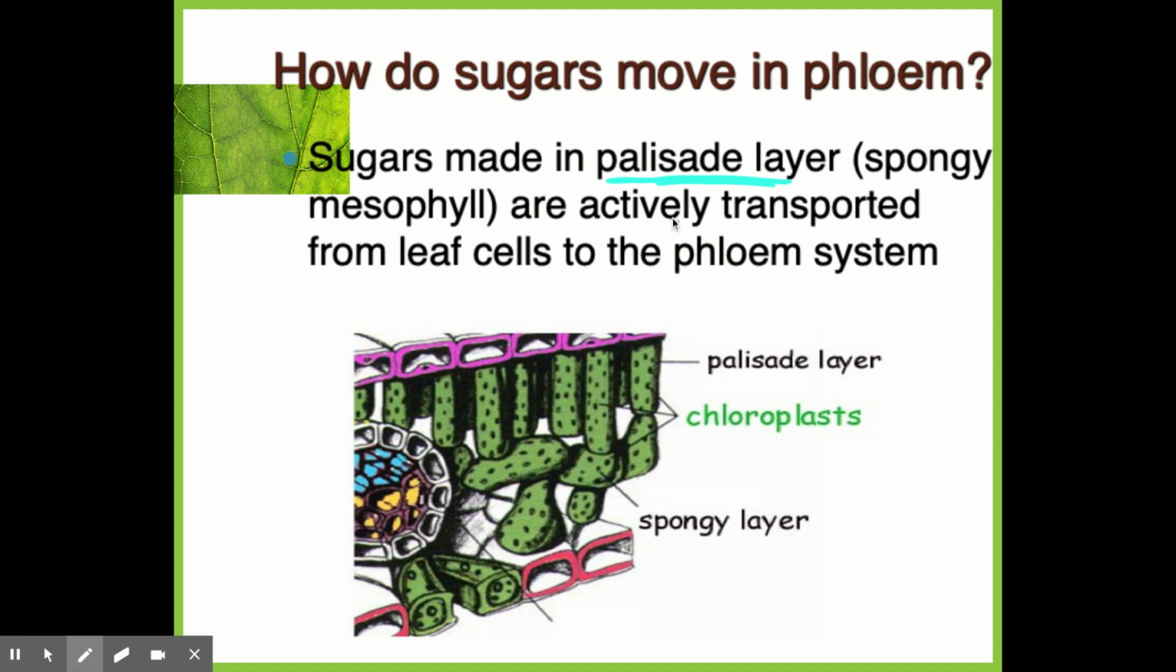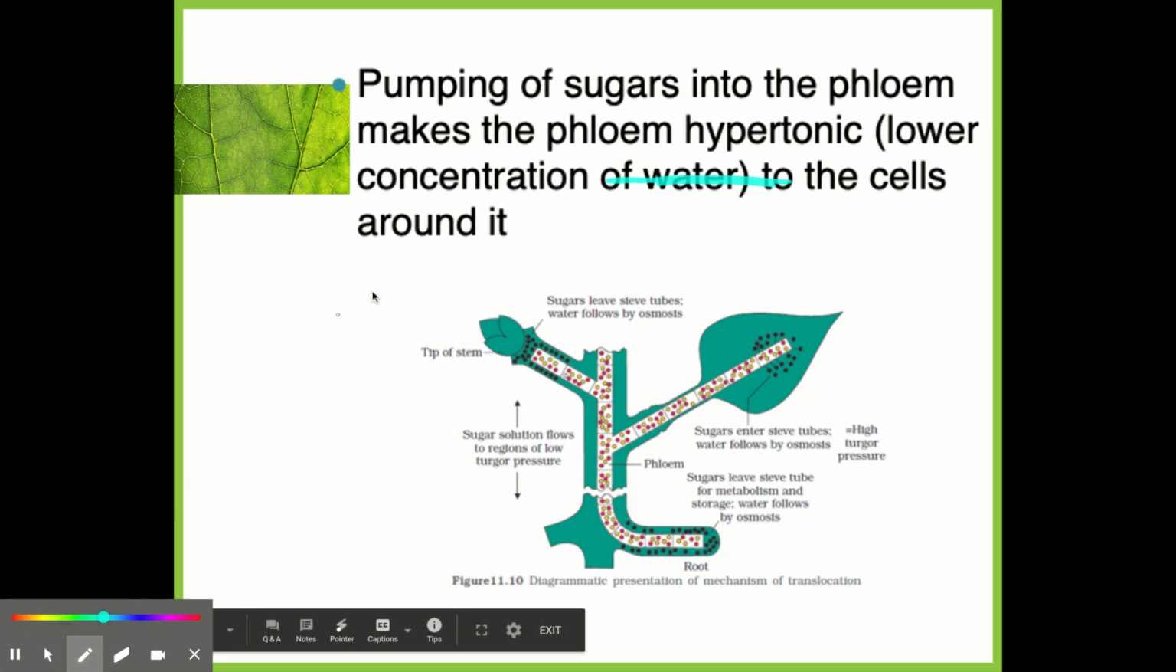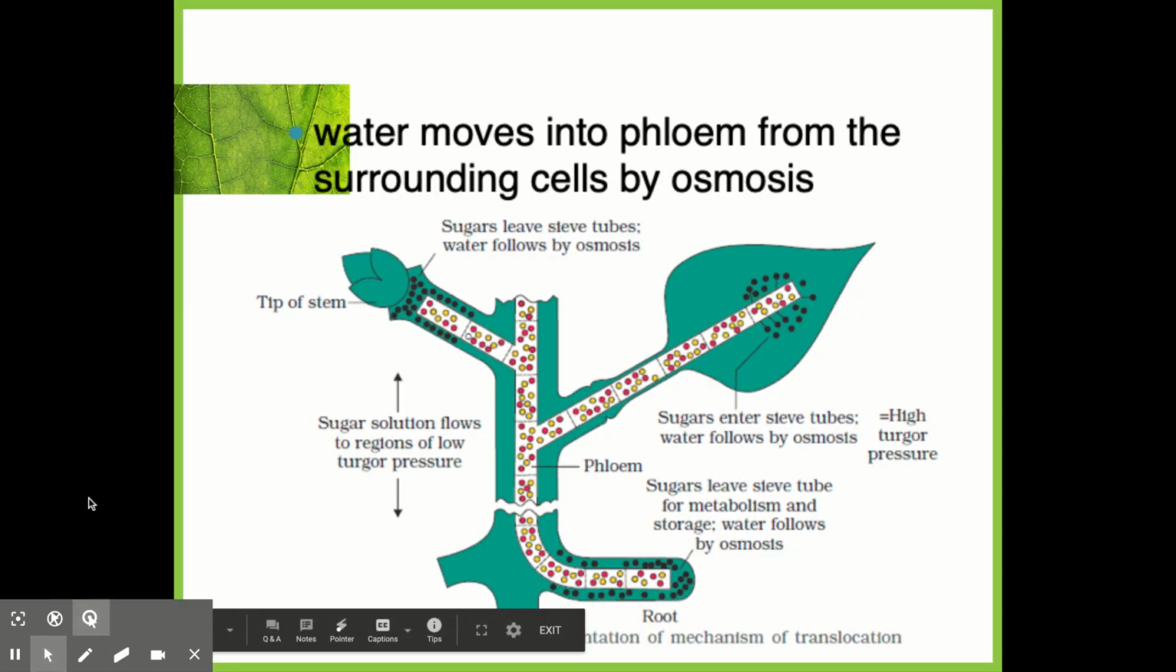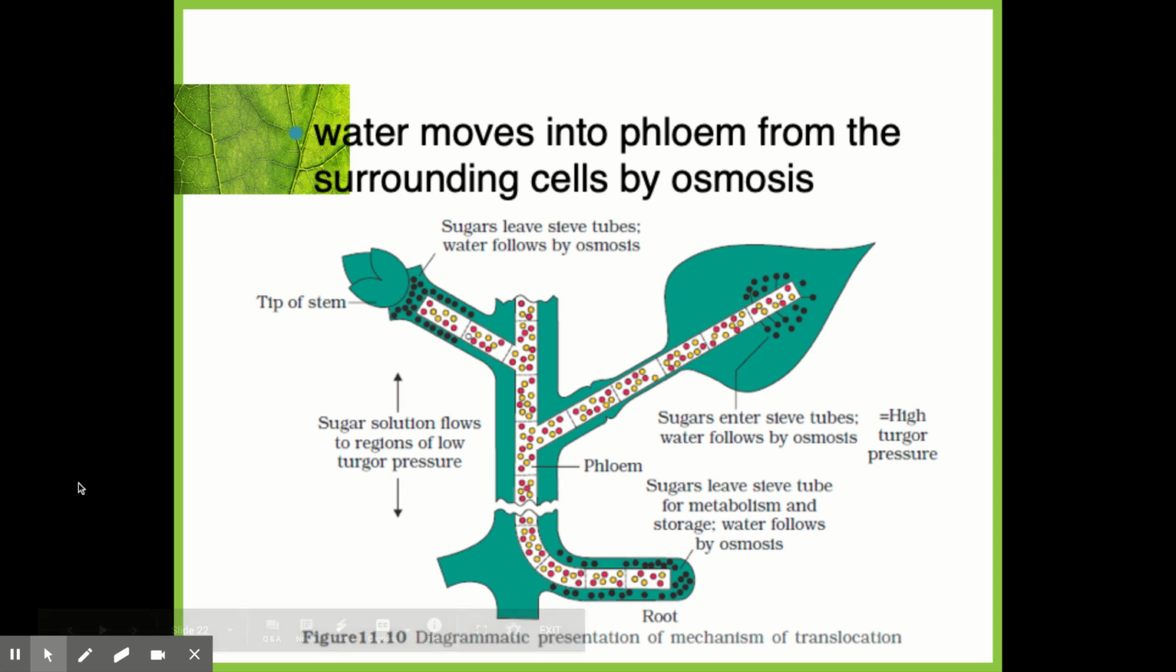And that sugar is then not just going to be used in the leaf cell, but it's going to get used by the whole rest of the plant. So the phloem system has to move the sugar. Once the sugar is made in the leaves, it gets pumped into the phloem. That makes the phloem hypertonic. It means it has a lower concentration of water compared to the cells around it. The water is going to move into the phloem from the surrounding cells by osmosis.